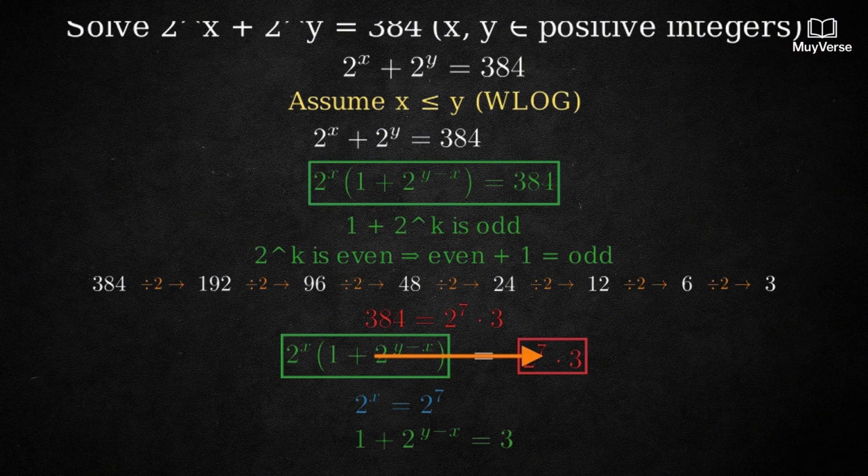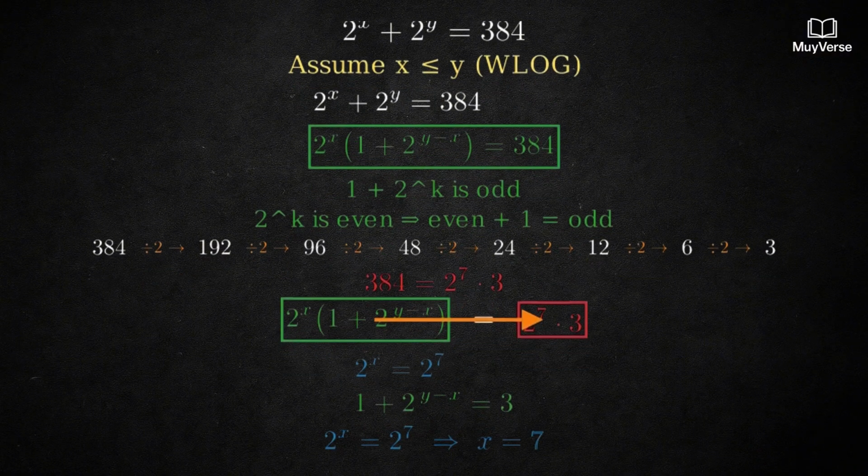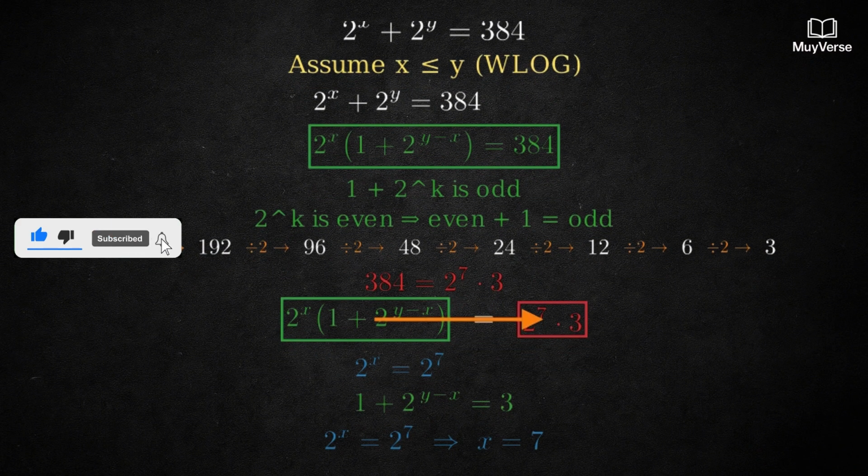Let's check. 3 times the sum of its digits is 3 times the quantity 2 plus 7, which equals 3 times 9, or 27. The condition is satisfied. Final answer, 27.